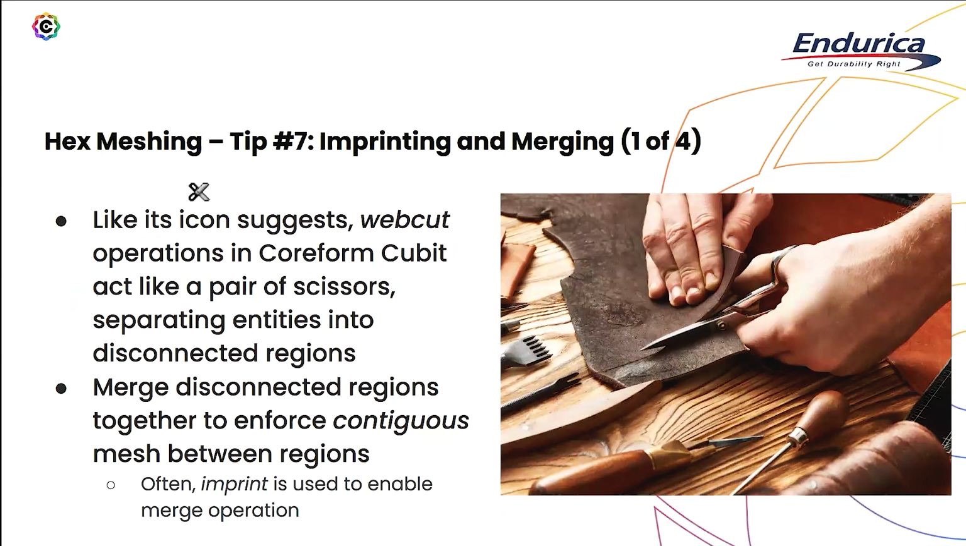The last tip I want to share with you today is on imprinting and merging. Generally, the workflow that you're trying to do is build a contiguous mesh, but I have to cut my geometry into separate meshable regions. We use the scissors icon to really give you this idea, as in the image shown here, that I am cutting things apart, and so they're now disconnected. Now if we want a contiguous mesh, we need to pull them back together, and that's what merging does. But imprint sometimes is needed to enable that merge operation to happen. So if we go to the next slide, we'll show how this works.